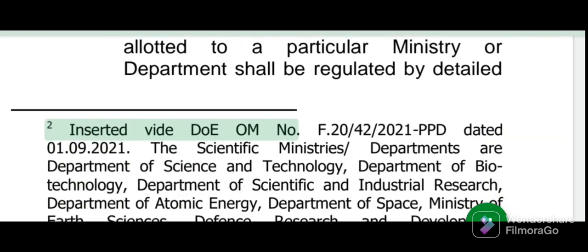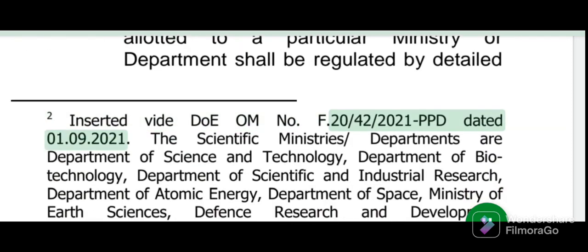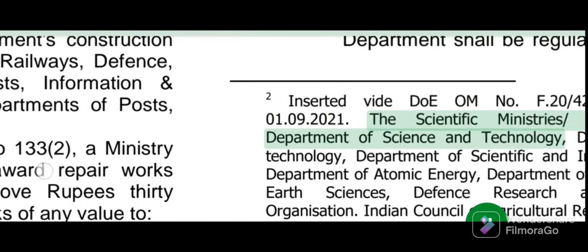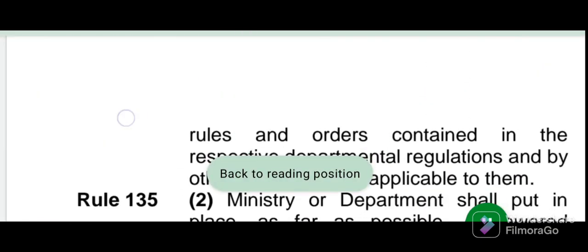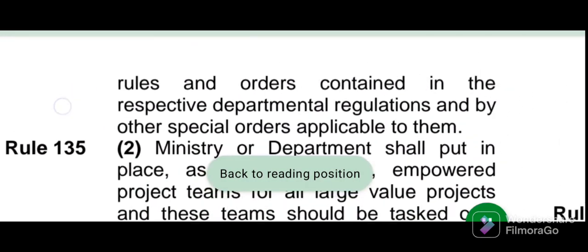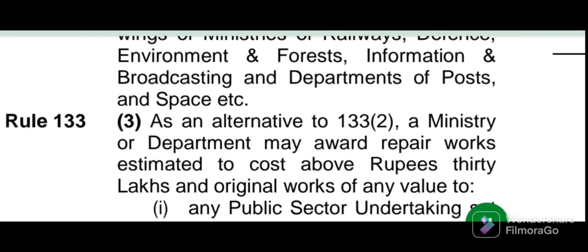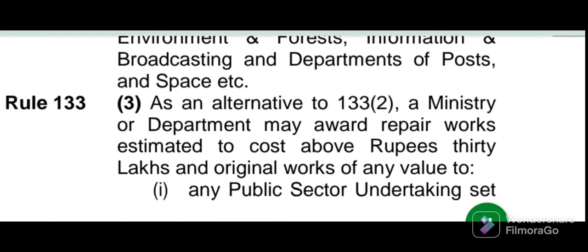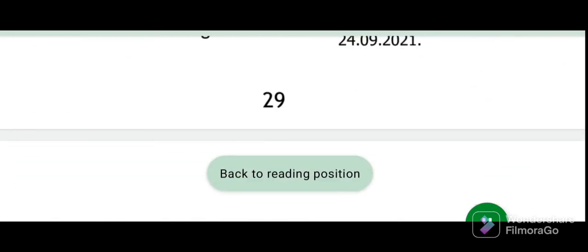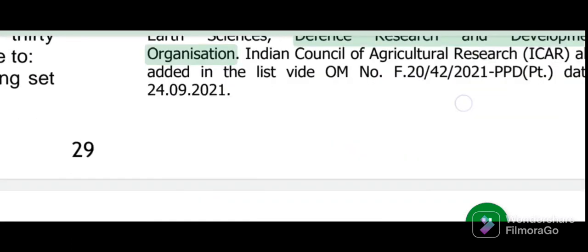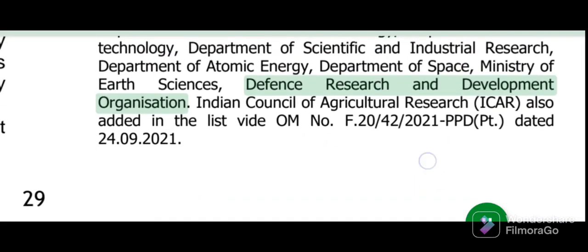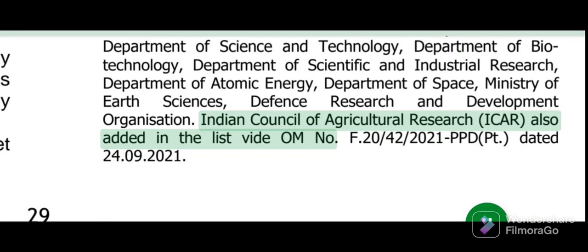Inserted vide OM No. F. 2042-2021 PPD dated 1 September 2021. The scientific ministries/departments are Department of Science and Technology, Department of Biotechnology, Department of Scientific and Industrial Research, Department of Atomic Energy, Department of Space, Ministry of Earth Sciences, Defence Research and Development Organization. Indian Council of Agricultural Research (ICAR) also added in the list vide OM No. F.